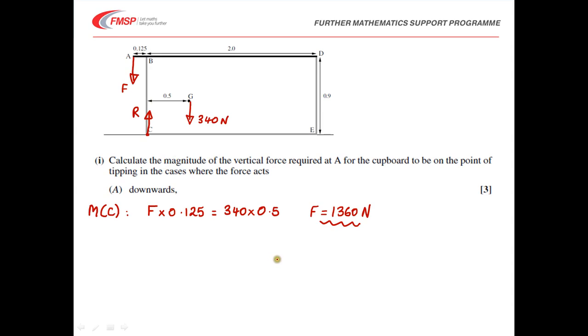Marks for that one, a method mark for the moments, particularly moments about C, including all the forces with no extras, an answer mark for getting the distances correct, and an answer mark for a correct answer only for the 1360.